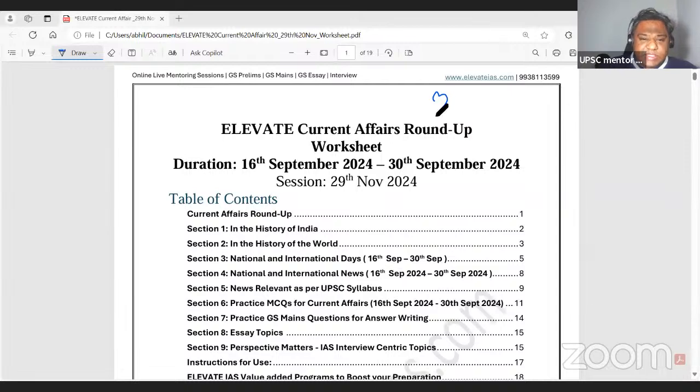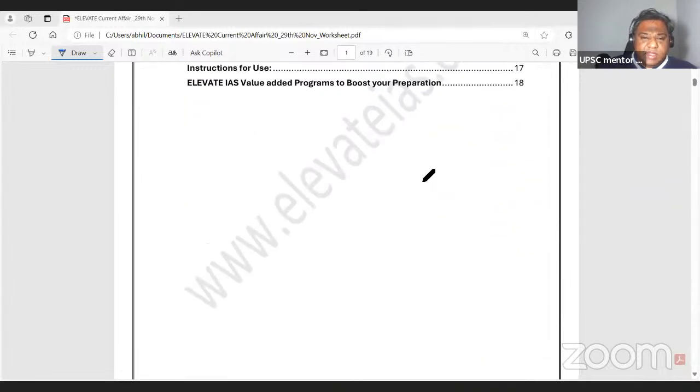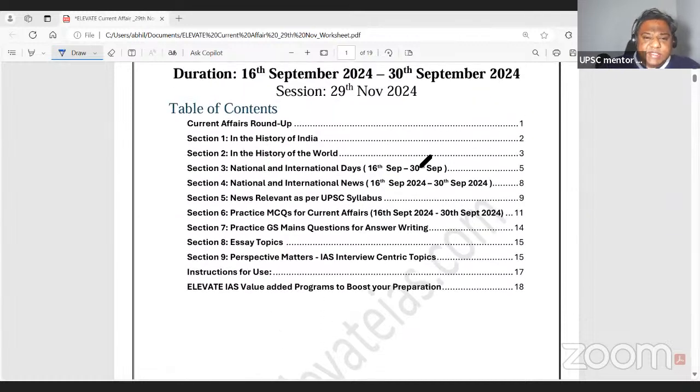In this workshop, the first half is a current affairs roundup from 16th September to 30th September, without the year. What has happened in these 15 days in the history of India? Then we go through what has happened in the history of the world, and the national and international days we observe during this period. Then we summarize prominent national and international happenings. I've also categorized news relevant to the UPSC syllabus, GS mains paper 1, paper 2, paper 3, paper 4. Then I've given a practice MCQ.